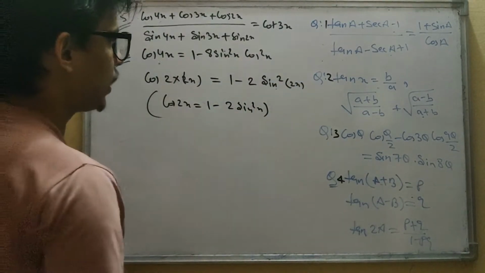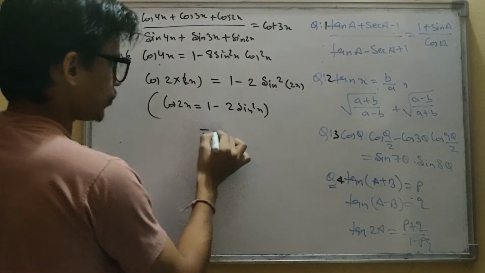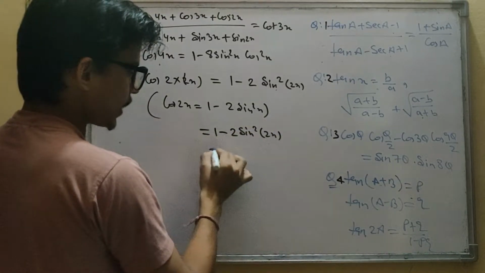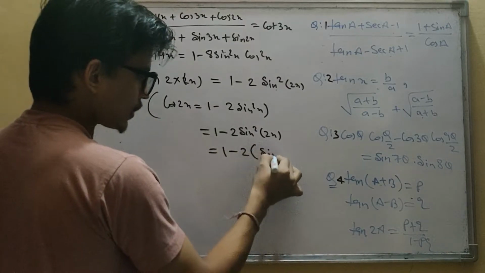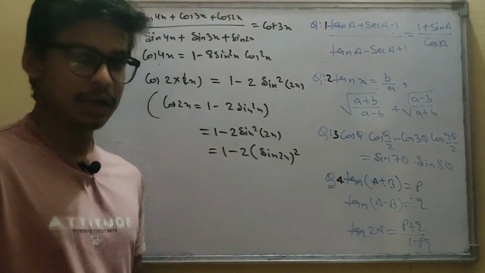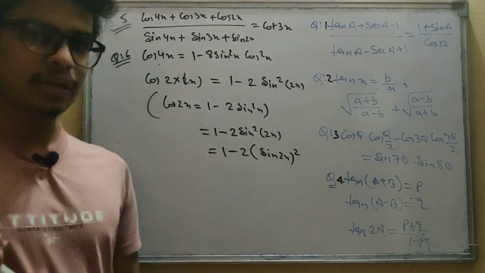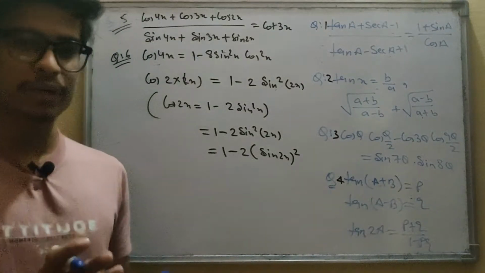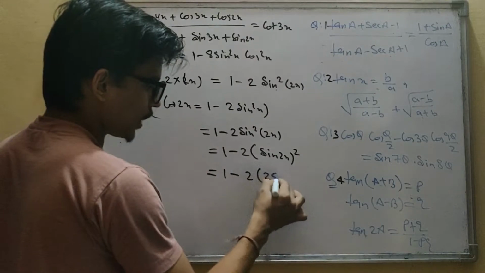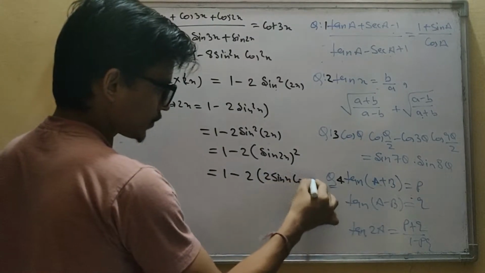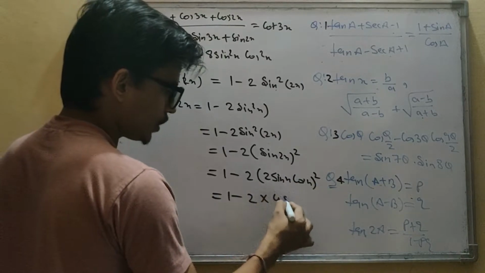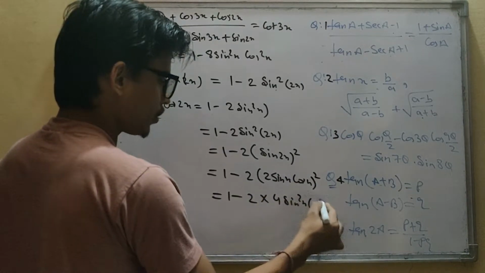So what I can do now is, this is going to be 1 minus 2 sin square 2x. Now this can be written as 1 minus 2 times sin 2x whole square. Now sin 2x can be broken again. There is a formula: sin 2x is equal to 2 sin x cos x, and I already told you how to get that formula. So 1 minus 2, this is going to be 2 sin x cos x whole square. Now 1 minus 2, if you square this, is going to be 4 sin square x and cos square x.